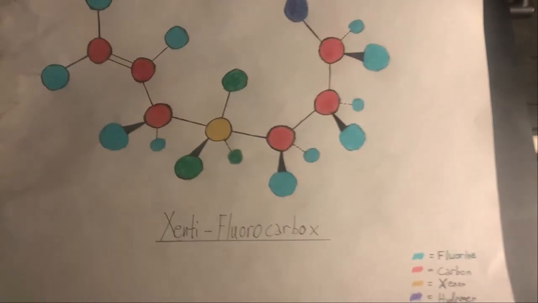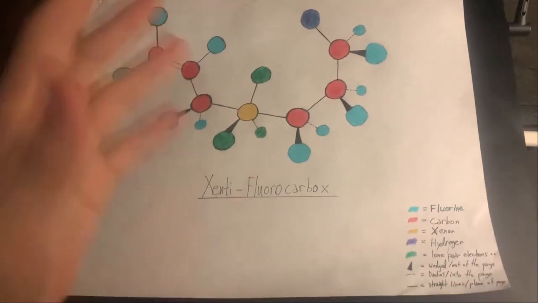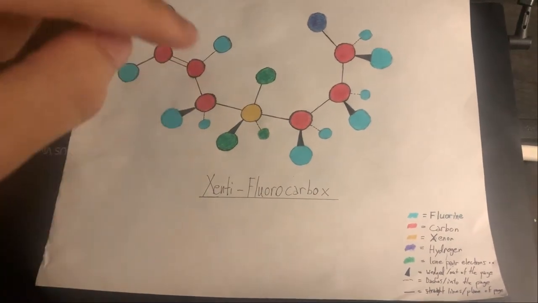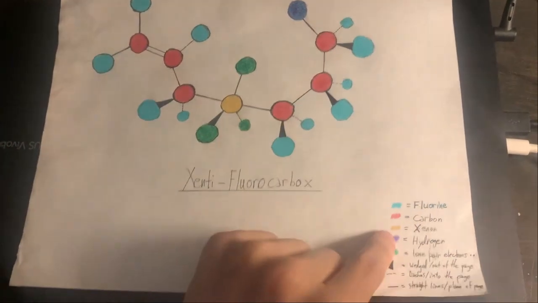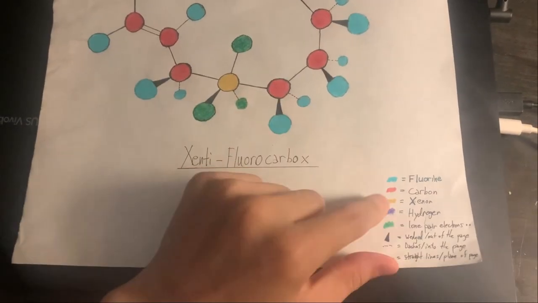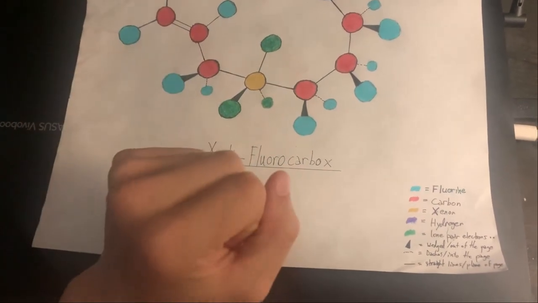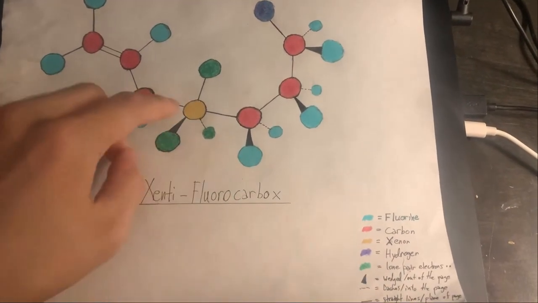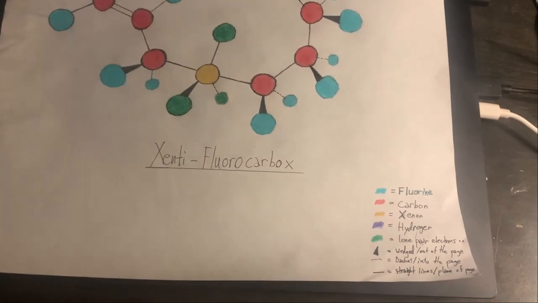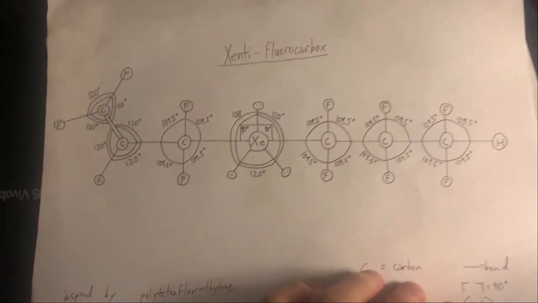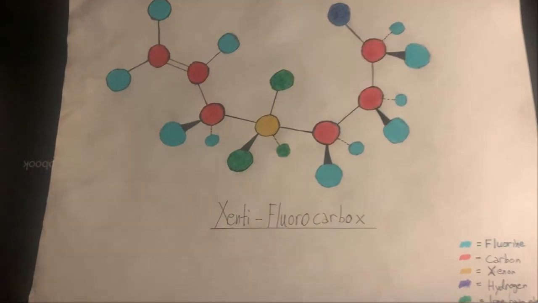So this would be the atom actually in shape with all the wedges and dotted lines, wedges coming out of the page, dotted going inside the page. The blue symbolizes fluorine, red is carbon, yellow is xeno, which is in an expanded octet form. The purple at the top right here is the hydrogen, and the green are the lone pairs of electrons. So if you look at the shape, it's very similar to this one. It's based directly off that.